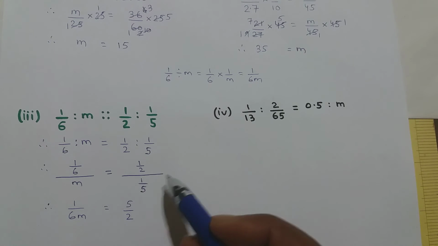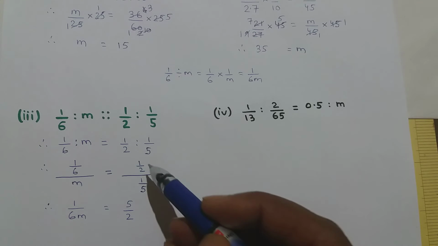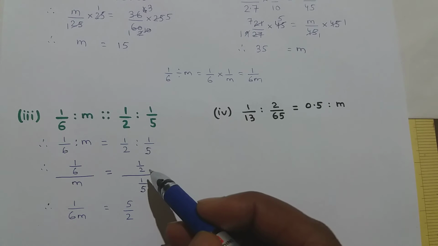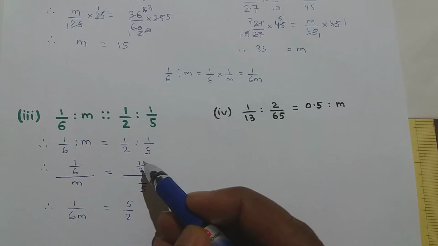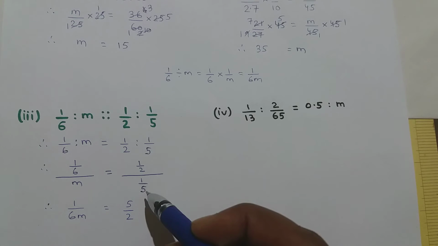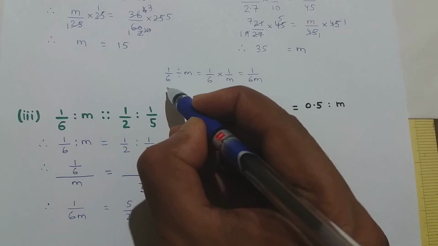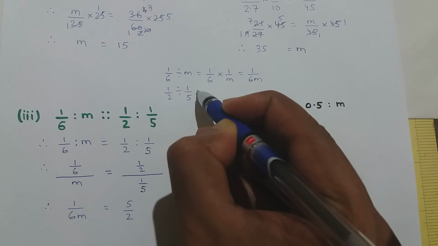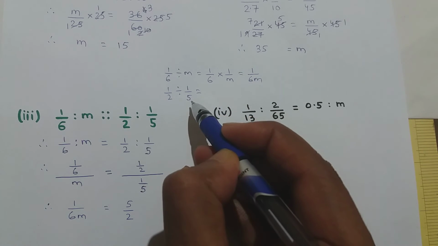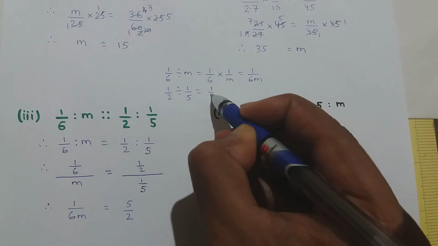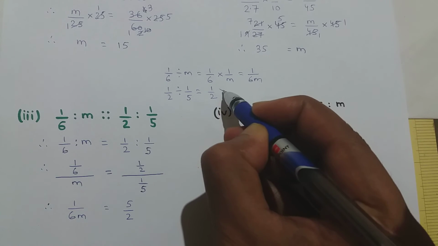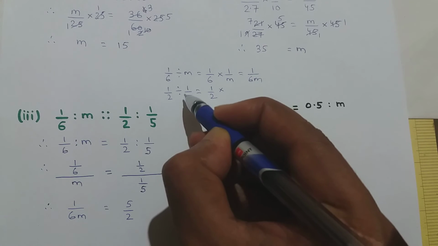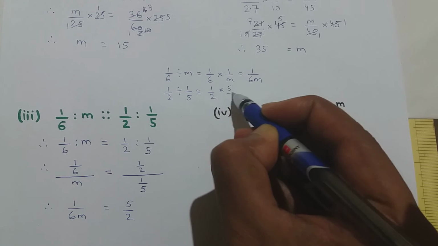Similarly, 1 upon 2 upon 1 upon 5, this means 1 upon 2 divided by 1 upon 5. So the right hand side of the equation becomes 1 upon 2 divided by 1 upon 5. Now 1 upon 2 divided by 1 upon 5 is 1 upon 2 multiplied by the reciprocal of 1 upon 5. The reciprocal of 1 upon 5 is 5 upon 1.